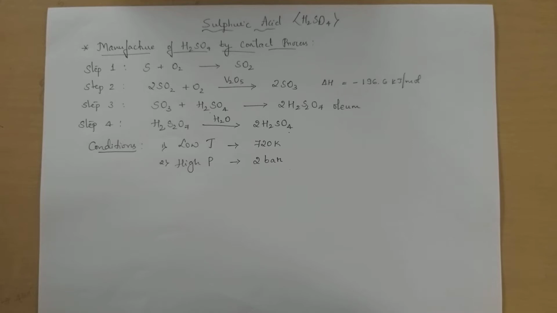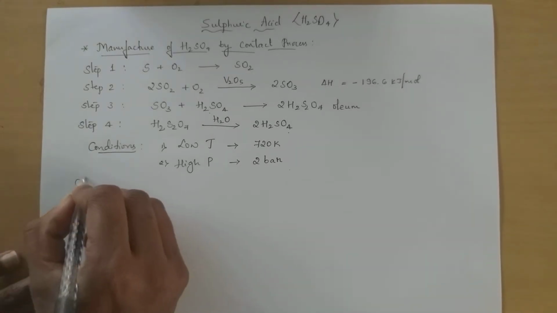Then it is highly corrosive in nature and produces burns on the skin. So highly corrosive in nature. In case a drop falls on your skin, it will burn. Then it has a high boiling point, due to intermolecular hydrogen bonding. So due to intermolecular hydrogen bonding, the boiling point is high. Next, coming to the chemical properties. Which are the chemical properties?